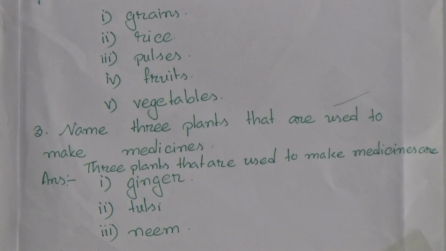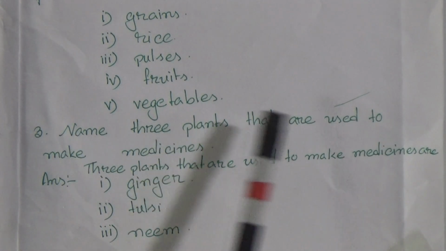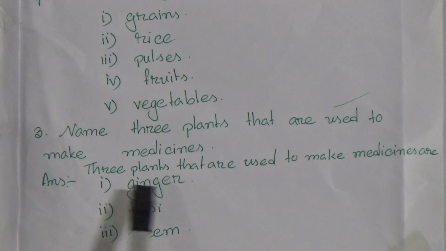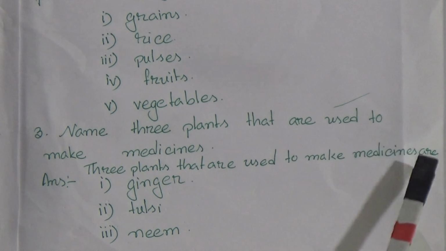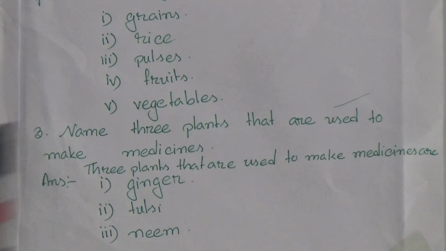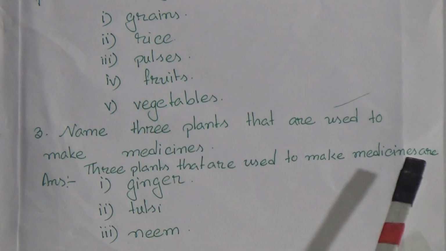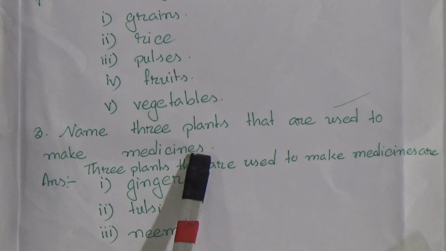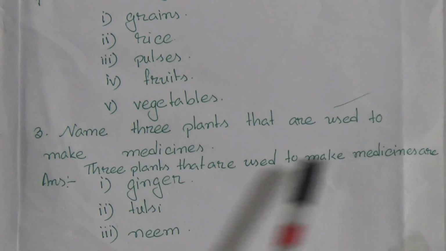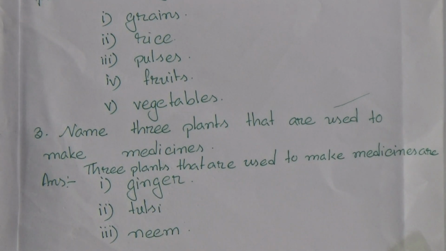Number 3, question, name 3 plants that are used to make medicines. Answer, 3 plants that are used to make medicines are ginger, tulsi and neem. Again I repeat the question, name 3 plants that are used to make medicines. Answer, 3 plants that are used to make medicines are ginger, tulsi and neem.